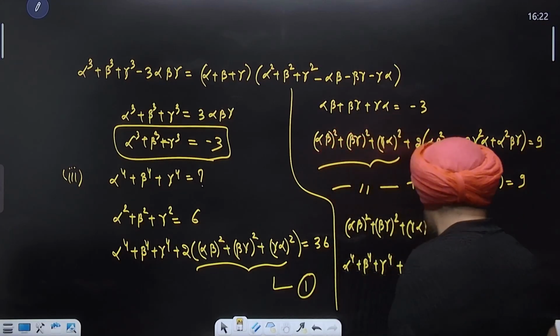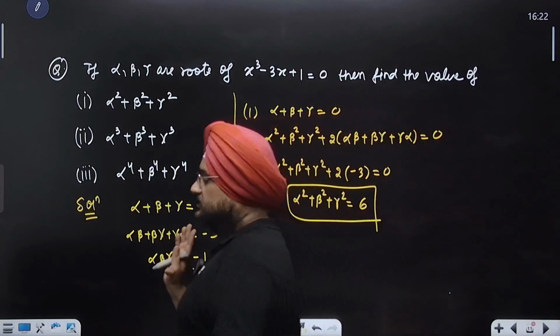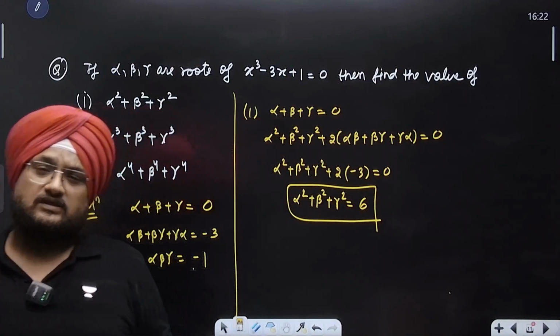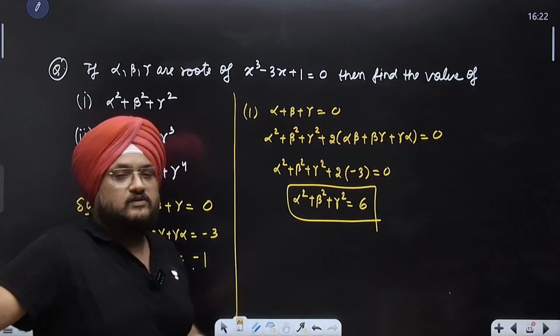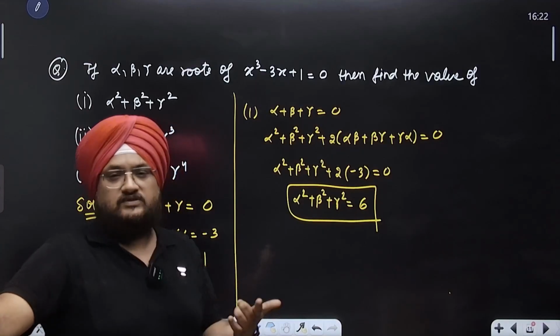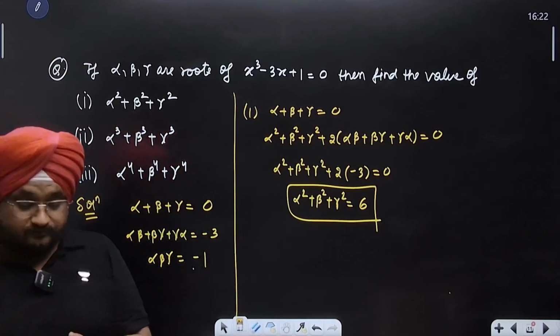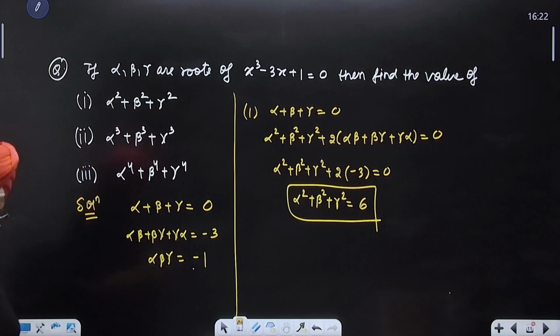So we have done this problem using the identities of square of sum of 3 numbers, sum of cubes of 3 numbers, etc. Let's move forward to another problem.